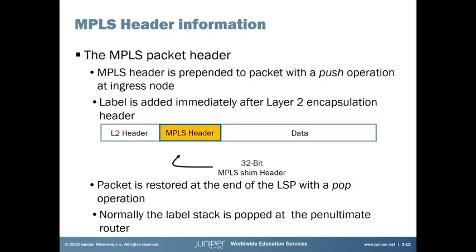However, with MPLS, we don't route based on the IP address. We route based on a label. So we have our layer 2 header, which is our frame, our MAC address. We have our layer 3 stuff here, which is in the data block. And right in between those two, we pop in this little thing called a label, which is an MPLS shim header. So it is a label which is added right after the layer 2.